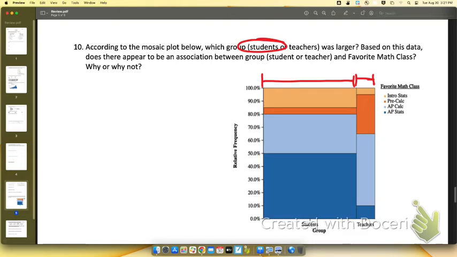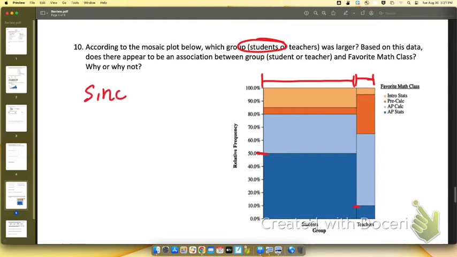Based on this data, does there appear to be an association between the groups? So when I look at the distribution of favorite math class, it looks like my students prefer AP Stats over the teachers by quite a bit. 50% of students preferred AP Stats and only 10% of teachers preferred AP Stats. So there's a big discrepancy depending on what group you're in. Because of that, there's something going on. That means that there is an association. If I'm in different groups, it's going to change the distribution. And so that tells me that there is in fact an association.